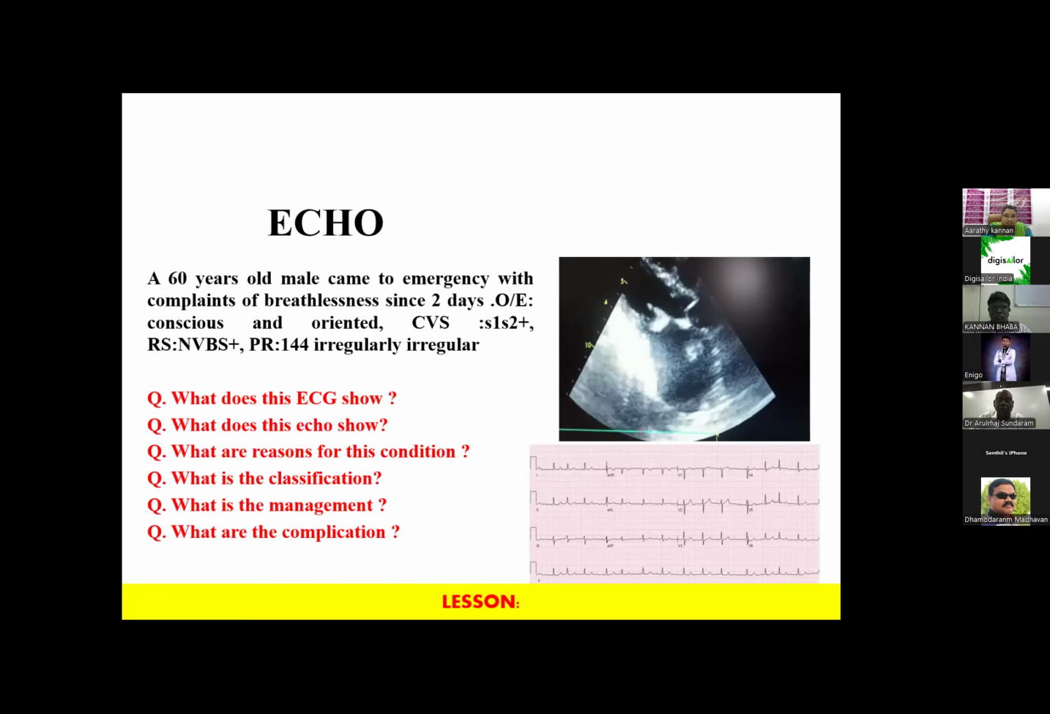Next, we had a 60-year-old male who came to the emergency with complaints of breathlessness since 2 days. He was conscious, oriented. His pulse rate was 144 per minute, irregularly irregular. An ECG was taken for him, which is shown here. What are the findings in this ECG? You can see.